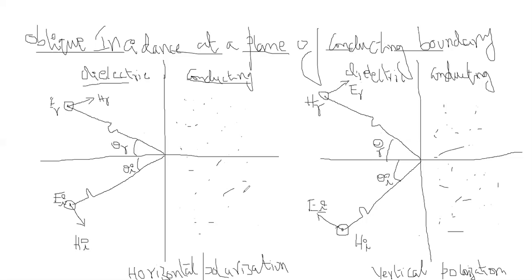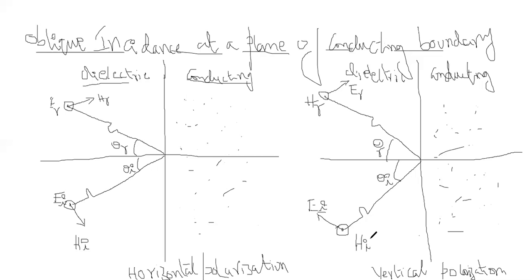Now we compare these two, the vertical polarization and horizontal polarization in the oblique incidence at a plane conducting boundary. What is the difference here? When the electric field vector EI is perpendicular to the plane of incidence, it is called horizontal polarization. And when the magnetic field vector HI is perpendicular to the plane of incidence, it is called vertical polarization.